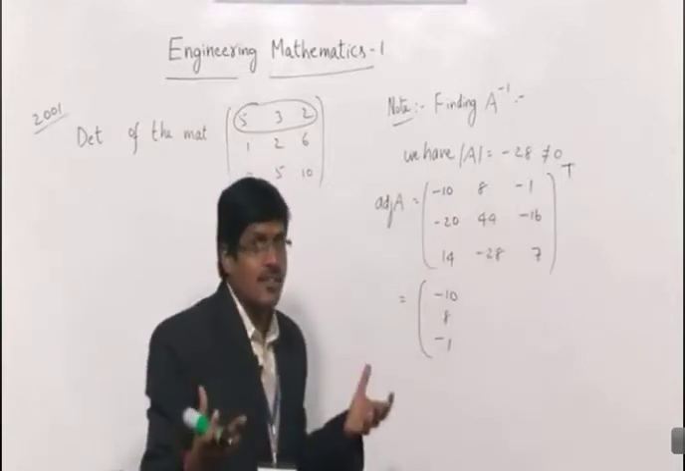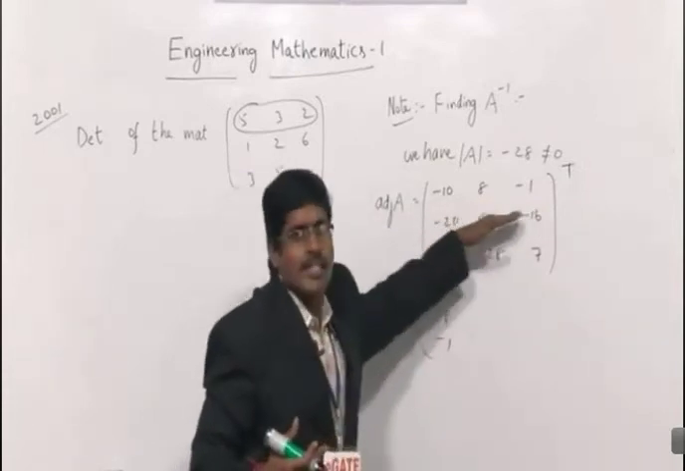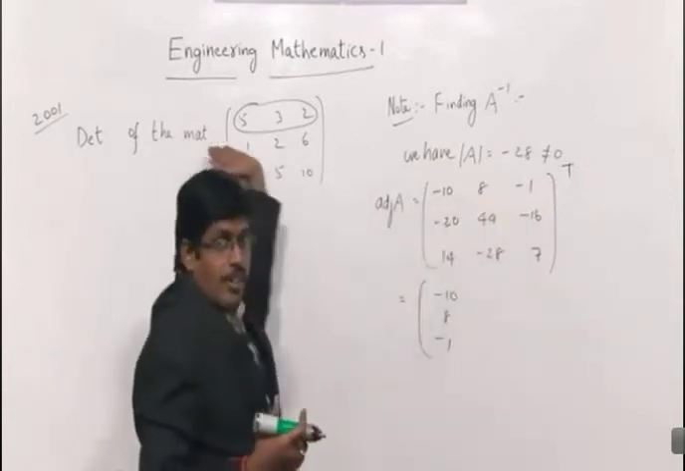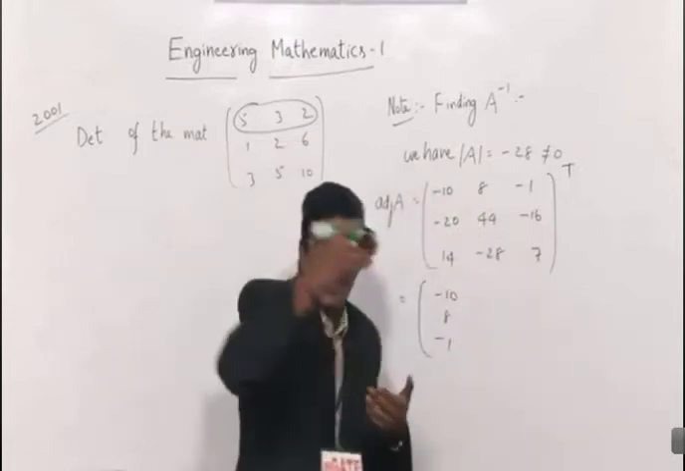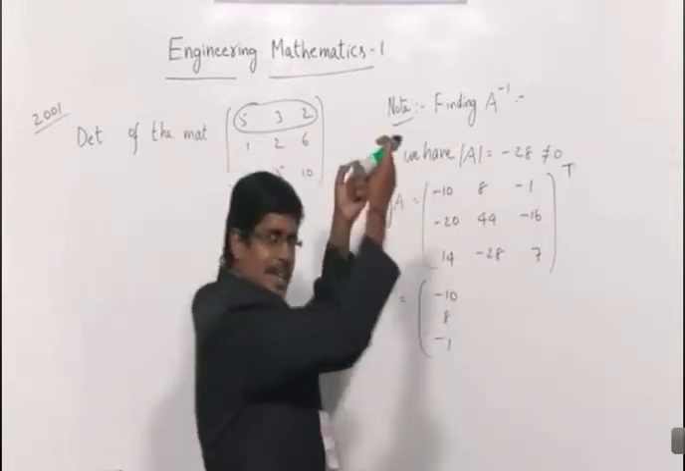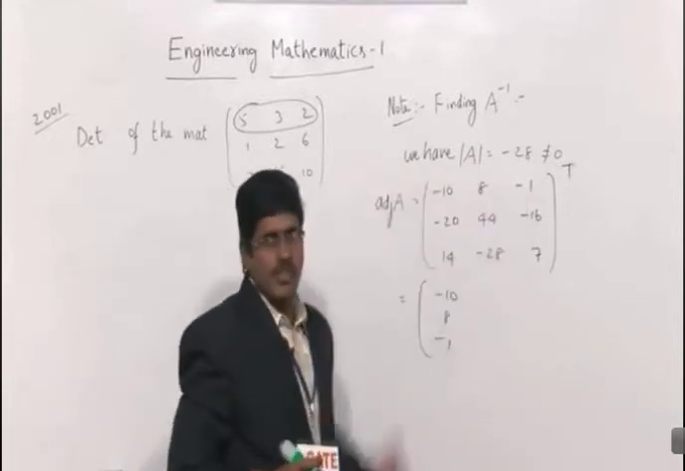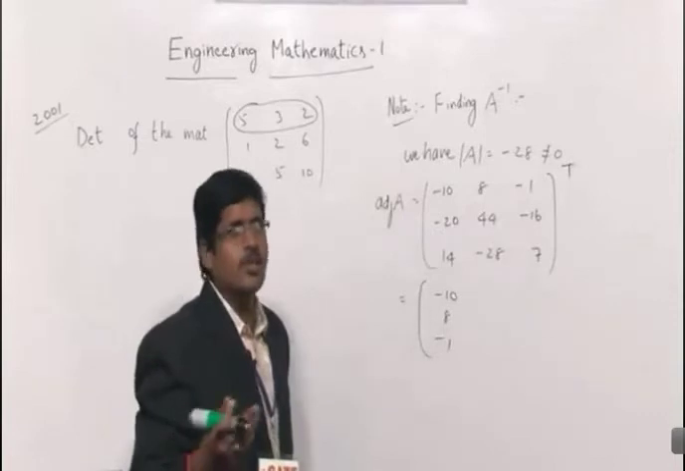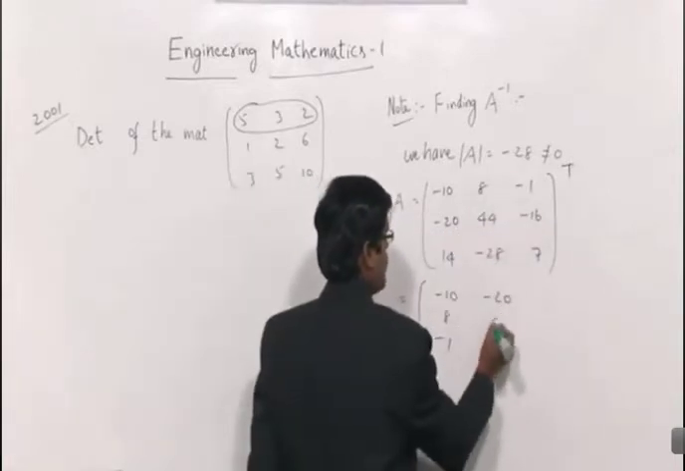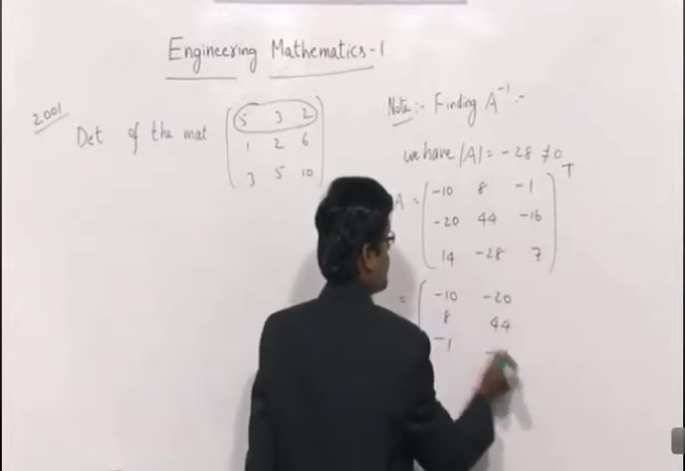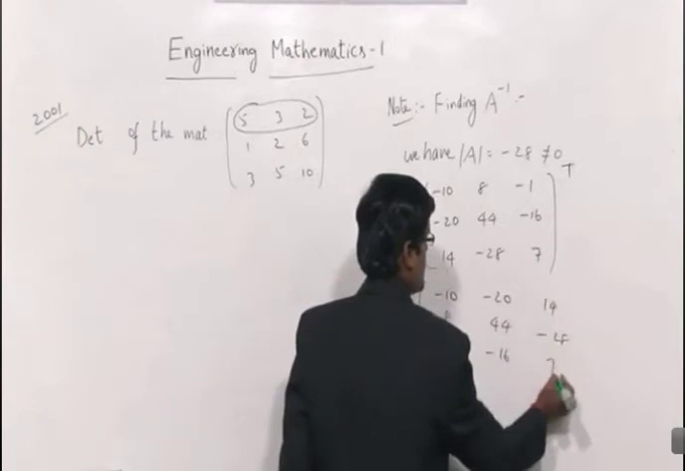So in the next problems, if I ask any question on finding inverse, save this step. Without writing this step, whatever cofactors you find, suppose you are going row wise, just put those cofactors in the column of the next step, so that we save the transpose of A step. Transpose means interchanging rows and columns. Now this transposes to second column, minus 20, 44, minus 16. Third row changes to third column here, 14, minus 28, 7.